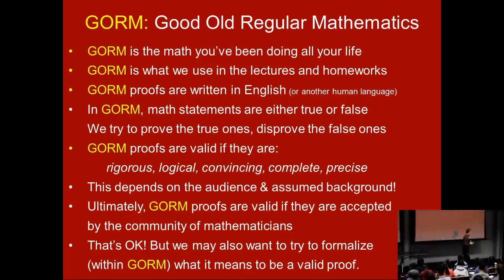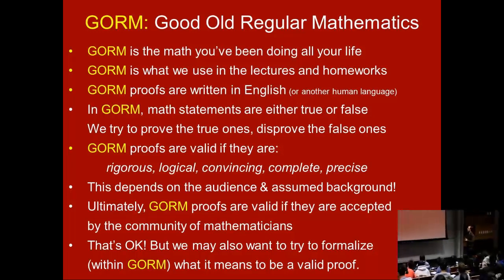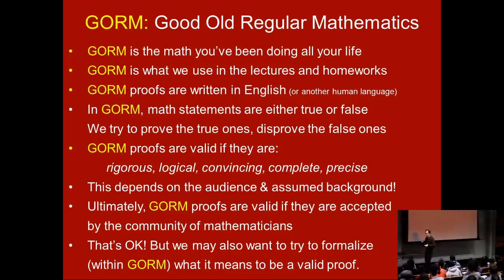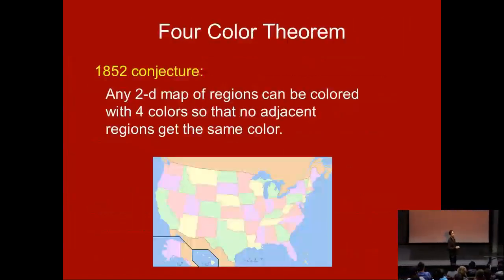So let me start with some anecdotes. I want to talk about the four-color theorem. Well, originally it was called the four-color conjecture. Maybe you've heard of it before. It was made in some math journal in 1852, a long time ago, and the conjecture was that for every 2D map of regions, you can color the regions with at most 4 colors so that you never have 2 adjacent regions with the same color.